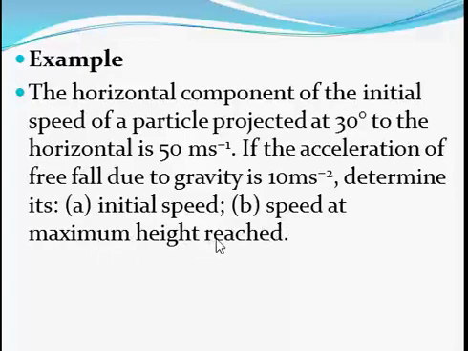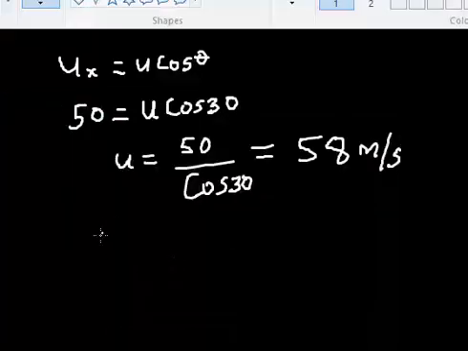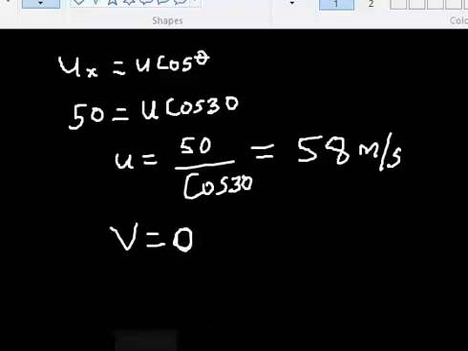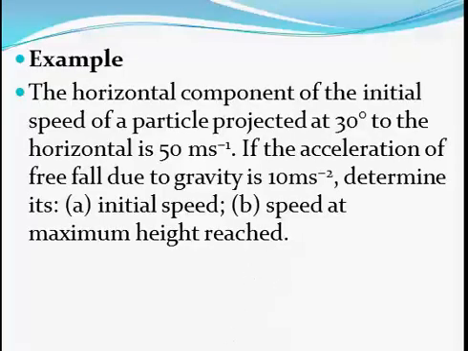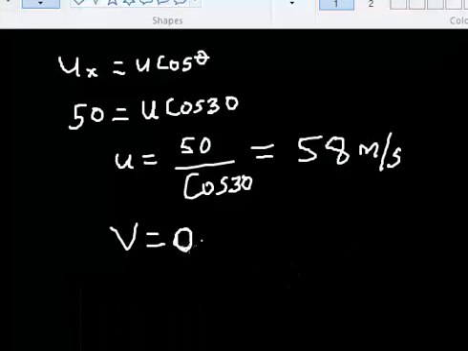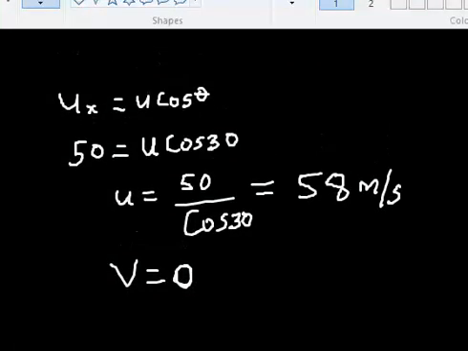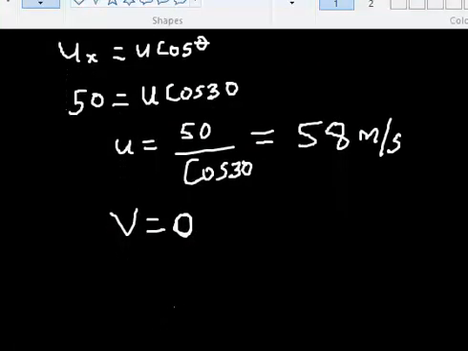Then the speed at the maximum height reached. At the maximum height, the final velocity is always equal to 0. The speed at the maximum height, the final velocity, is equal to 0. So I hope that is well understood.